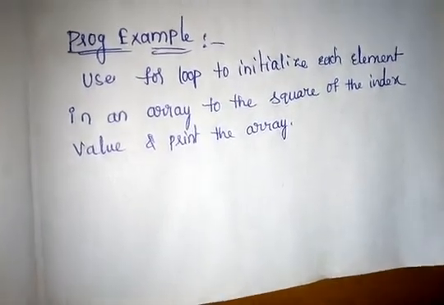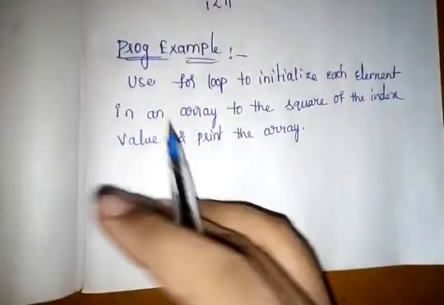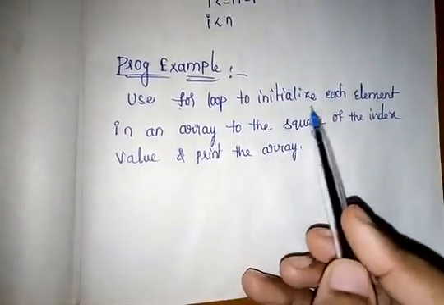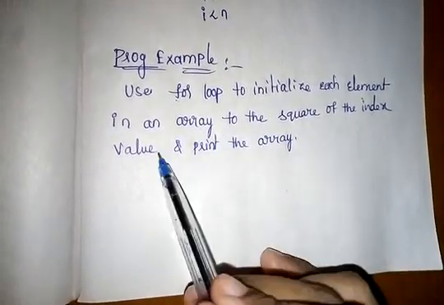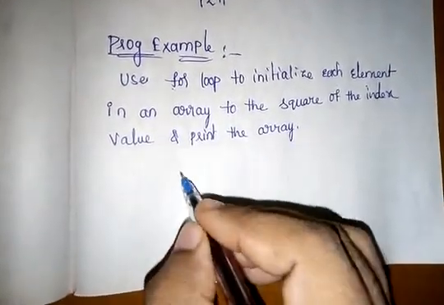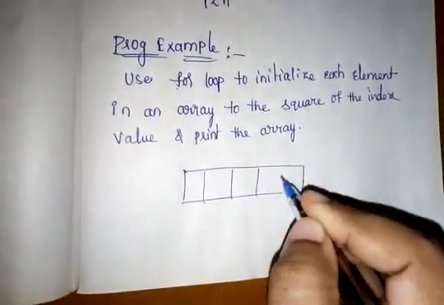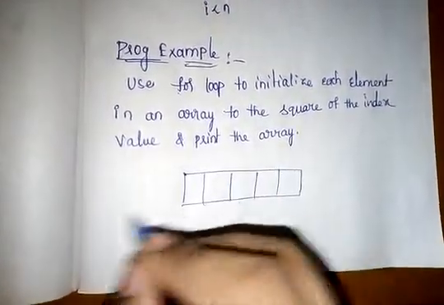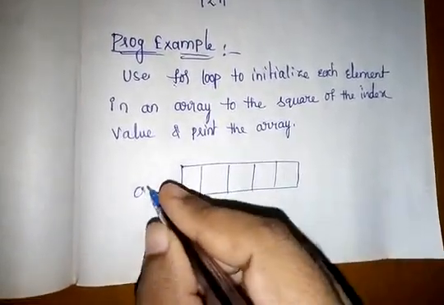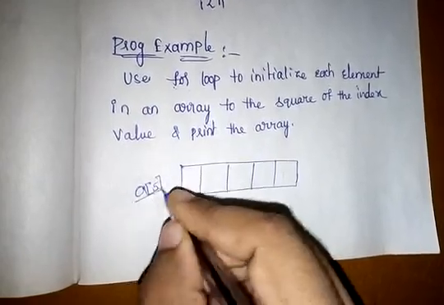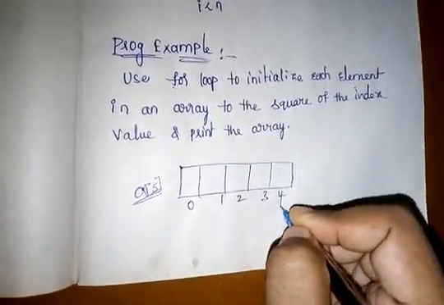So all these points you need to remember while accessing the arrays. Now let us have a look at a programming example, and the question here is: use a for loop to initialize each element in an array to the square of the index value. Say, for example, this is our array and its name is A. Total size is 5, so total 5 elements we have in our array. Index starts from 0, 1, 2, 3 and 4.